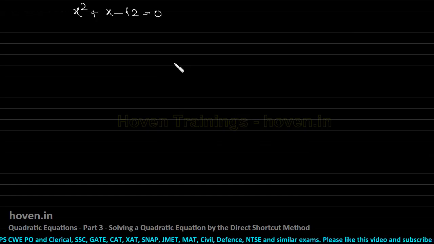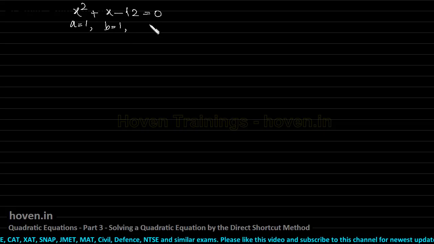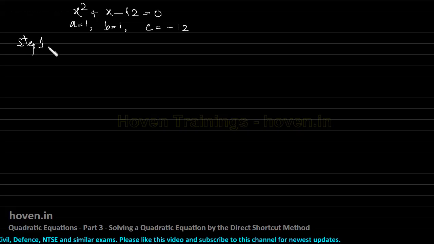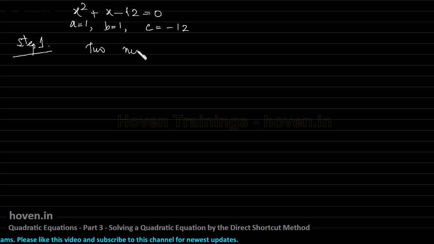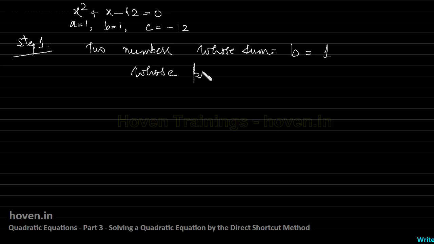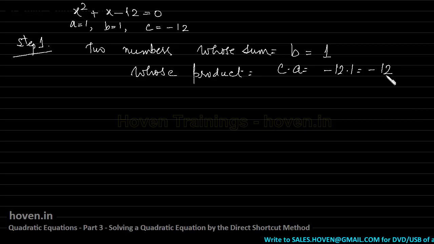So this is our next example. In this case, A is 1, B is 1, and C is equal to minus 12. So let us go by our step 1. We have to find out two numbers whose sum is B, equal to 1, and whose product is equal to C into A, which is minus 12 into 1, equal to minus 12.